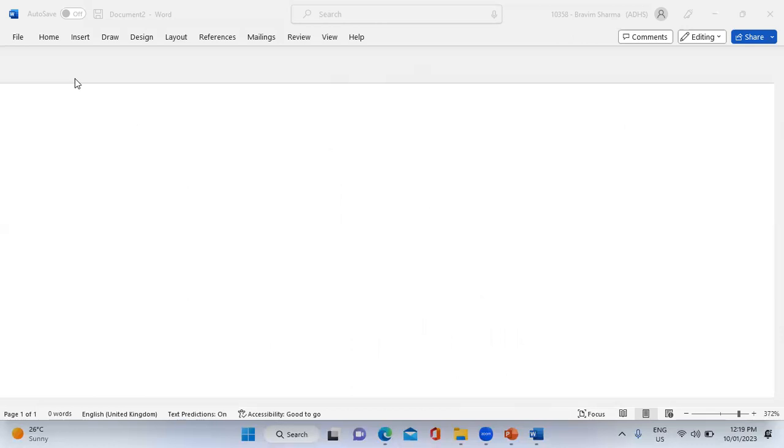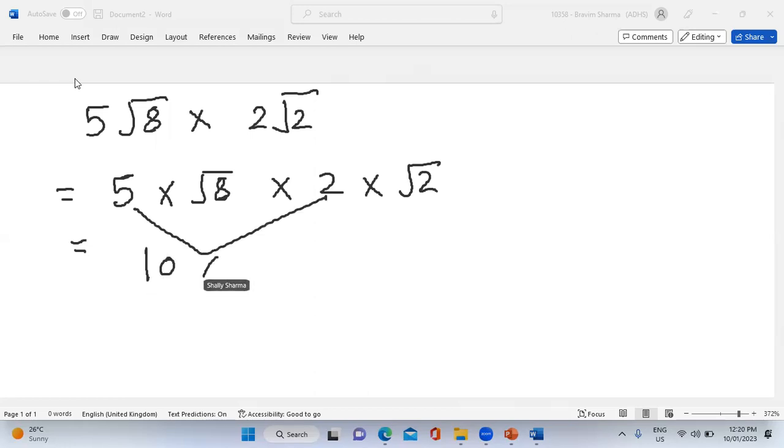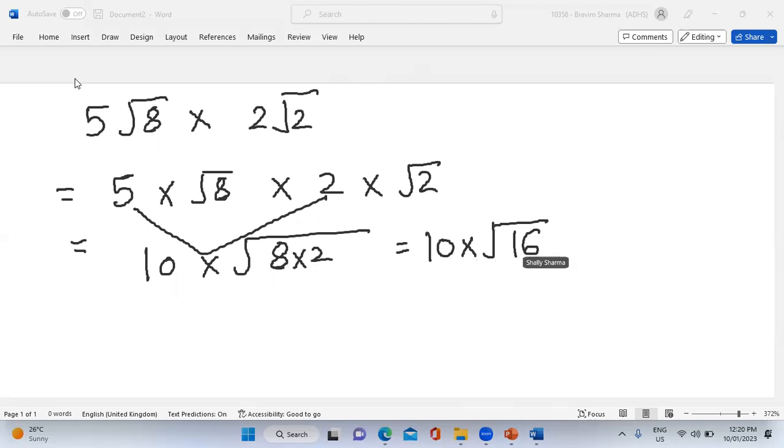One last question related to the same. For example, we have 5 square root of 8 times 2 square root of 2. Again, here we have 5 times square root of 8 times 2 times square root of 2. So this is equivalent to 5 times 2, which is 10, times square root of 8 times 2. We can keep the third part under one square root sign, which is 10 multiplied by square root of 16. And that is 10 times 4, which is equivalent to 40. So this way we can multiply two surds.